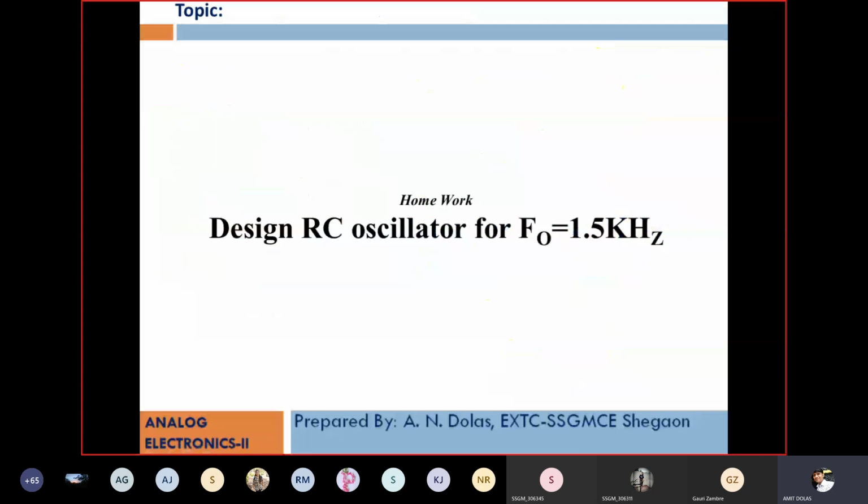So this is the Wien bridge oscillator. This is the homework for you people. Design an RC oscillator for F0 equal to 1.5 kilohertz. On the RC phase shift oscillator, you have to solve the numerical to get a 1.5 kilohertz sinusoidal signal.